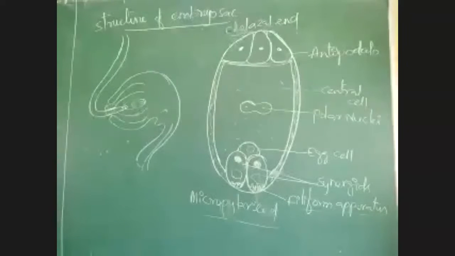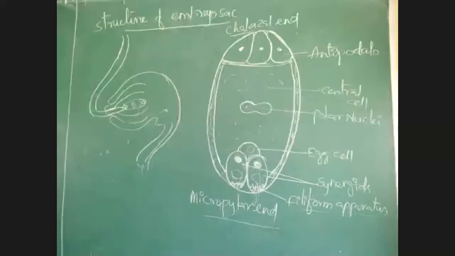Next point, synergids have finger-like thickenings at the base called filiform apparatus.